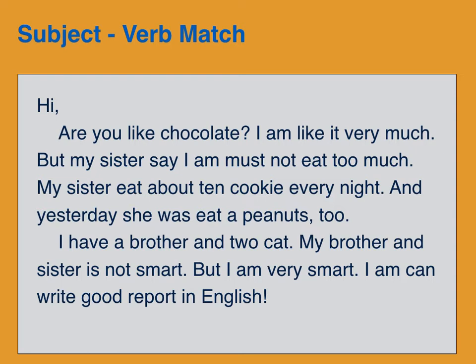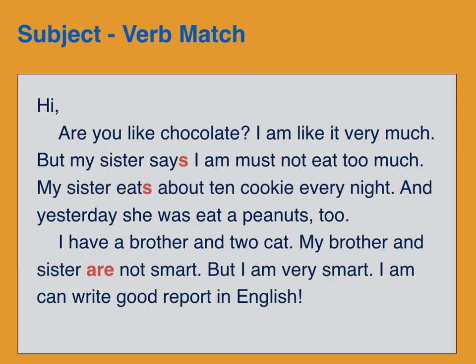First, let's show the subjects which have verbs that don't match. Here they are, three of them. Can you correct the mistakes? Well, here are the points corrected. My sister says, my sister eats, and my brother and sister are not smart. That should be okay.